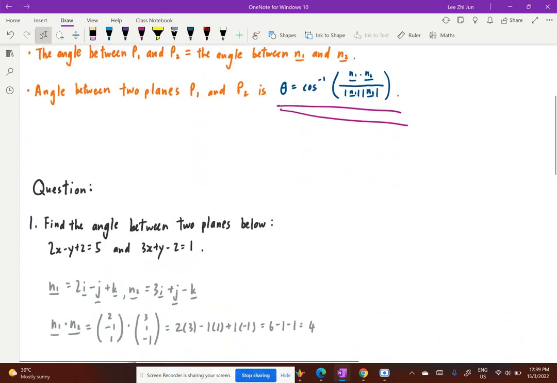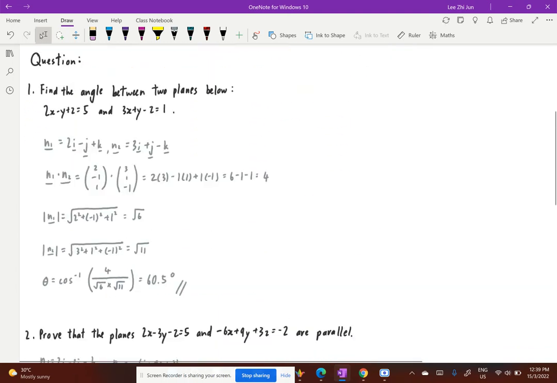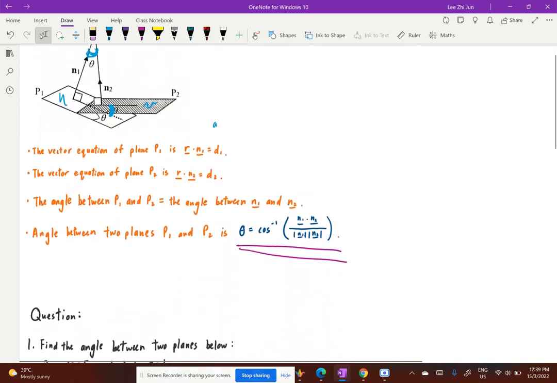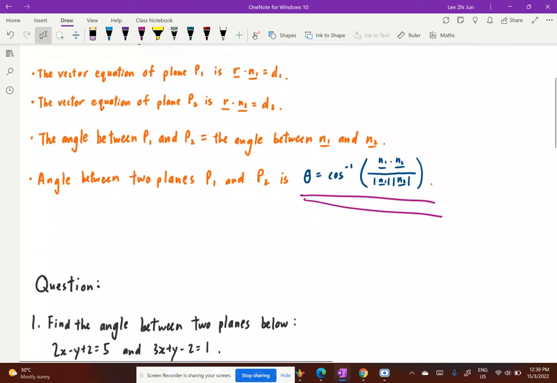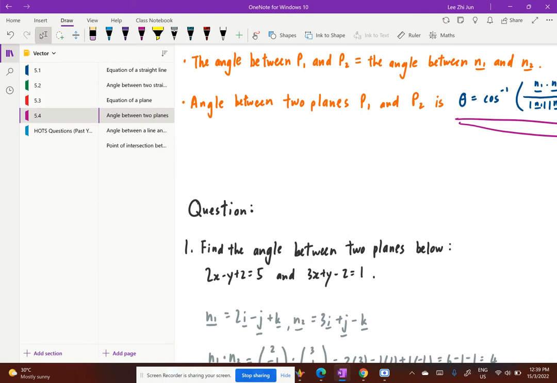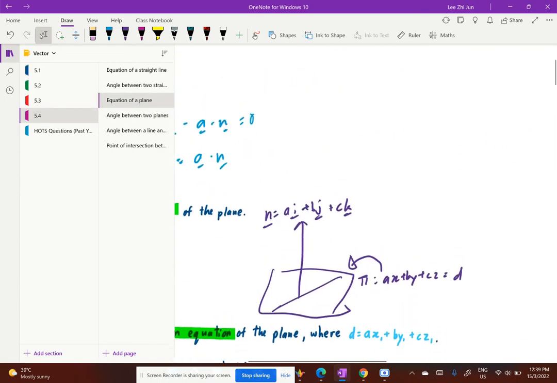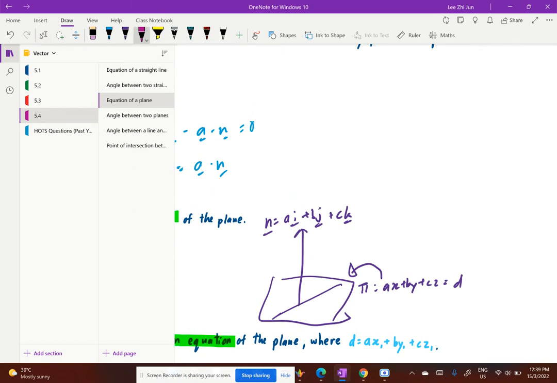Okay, so let's go to the question. Okay, two questions. So find the angle between two planes below. So I need to find the normal vector. Let me go back to the equation, the relationship between the plane and the normal equation. So if I write the A, B, and C as i, j, and k, it will be the normal vector.